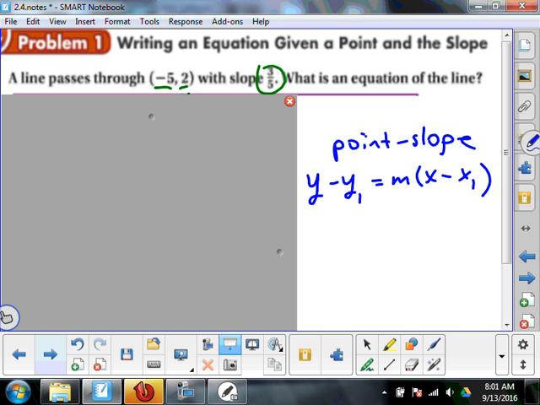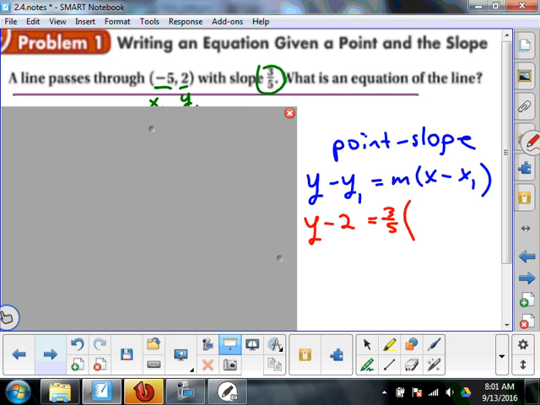So this first y is going to remain y, but I'm going to make a substitution. So I'm going to replace the y1 with what y1 is, and y1 is the 2, right? So I got y minus y1, which is 2, equals m. We know m is 3/5, times the quantity x. I got to be careful here. What's minus 5 going to be? It's going to be plus 5, right?